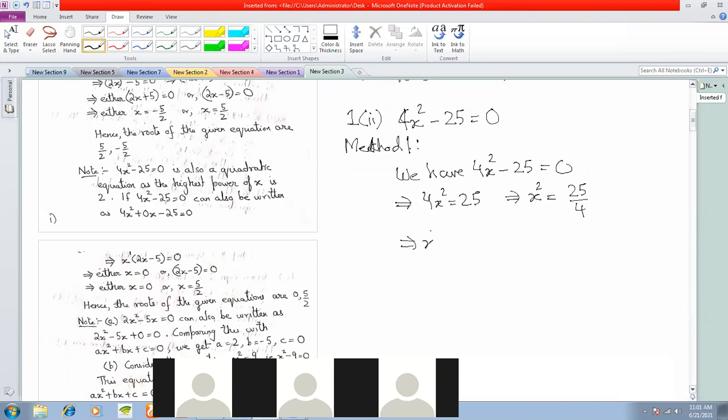That means x square must be equal to 5 square by 2 square. That means x square must be equal to 5 by 2 whole square. That means x must be equal to, now you take square root. When you're taking square root, you give a plus or minus sign.